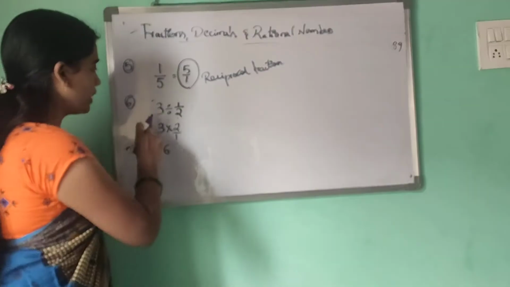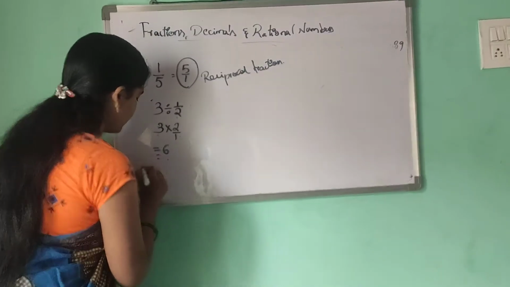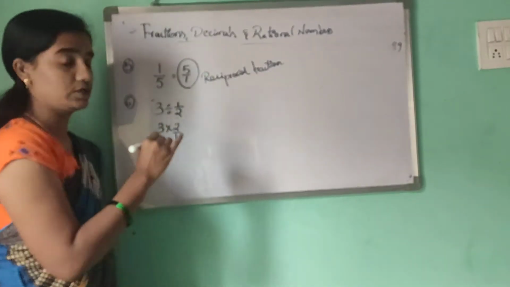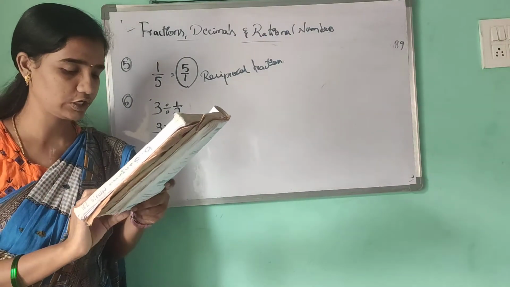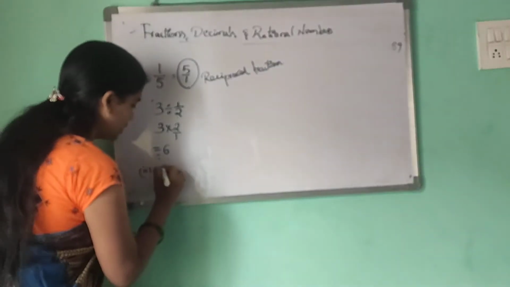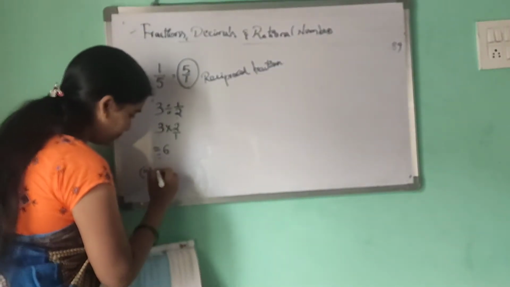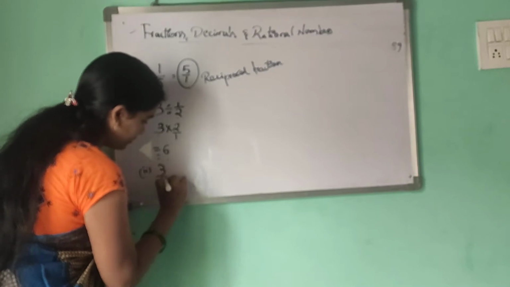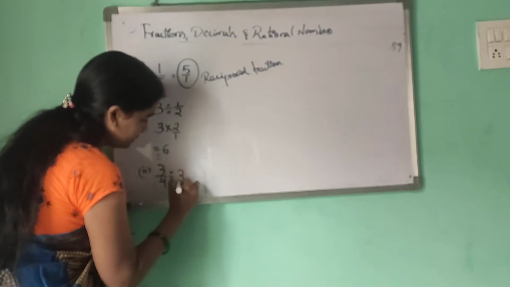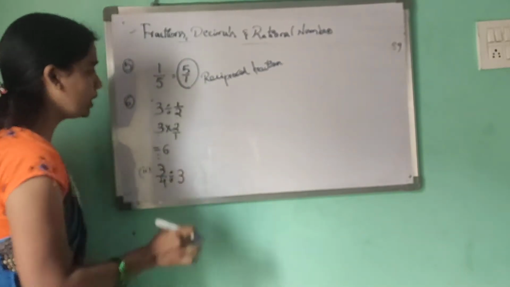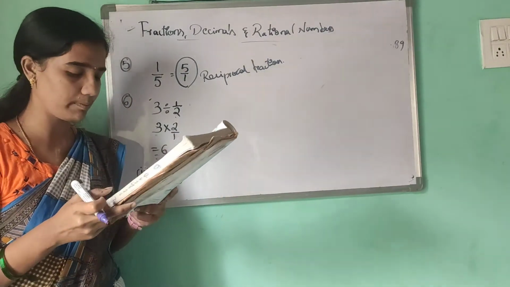One is whole number by fraction. Now the second one, fraction by a whole number. Here I am taking the example 3 by 4 divided by 3. Fraction by whole number.